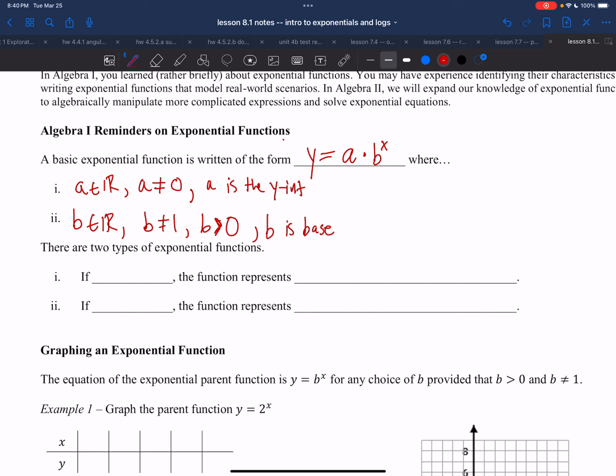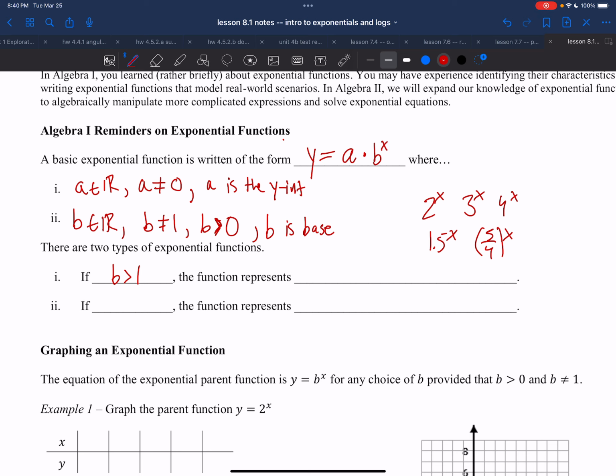the base. Two things that you should know about the base b is if b is more than 1, right? So this could be 2 to the x, 3 to the x, 4 to the x. It could also be like 1.5 to the x or 5/4 to the x. All of these bases are more than 1.